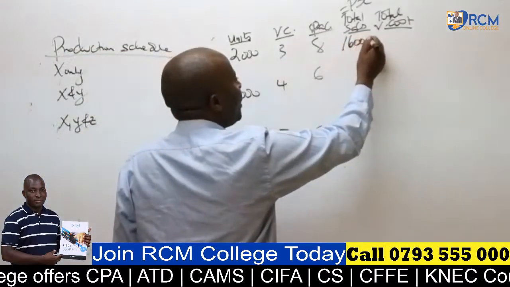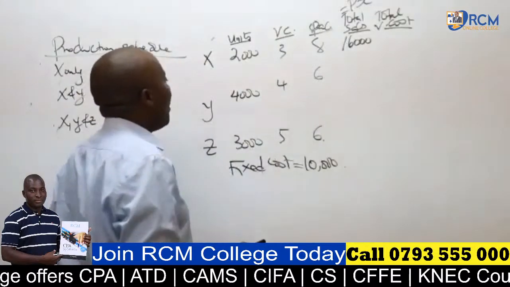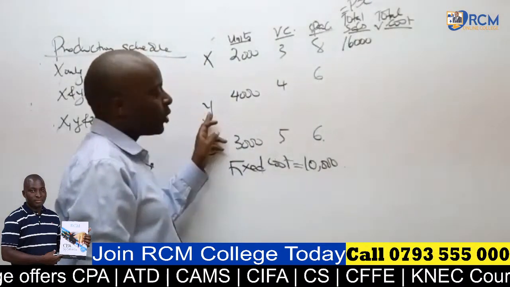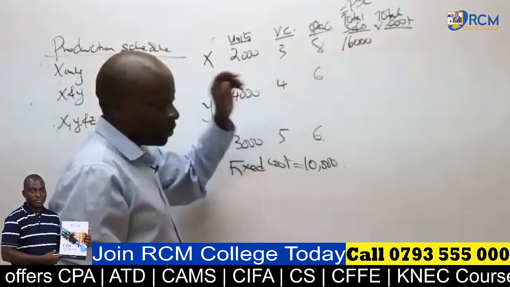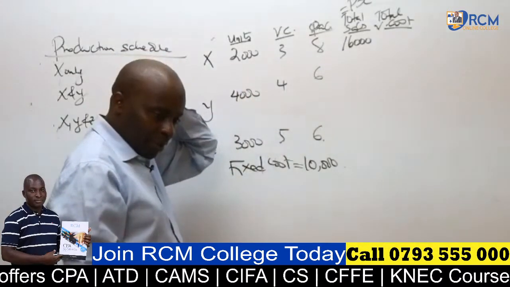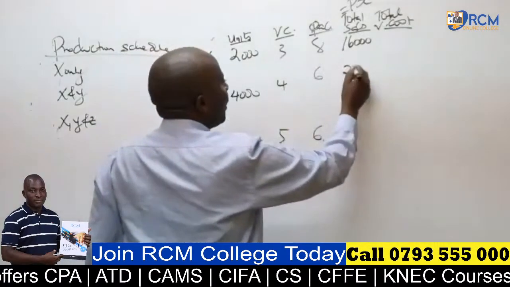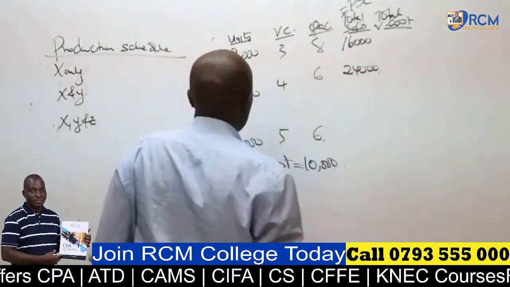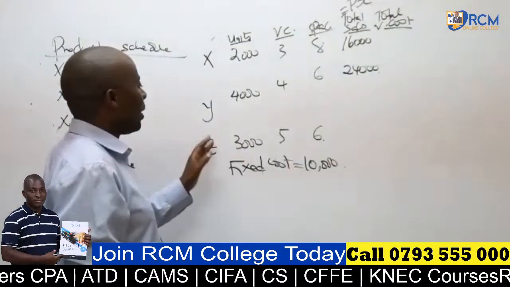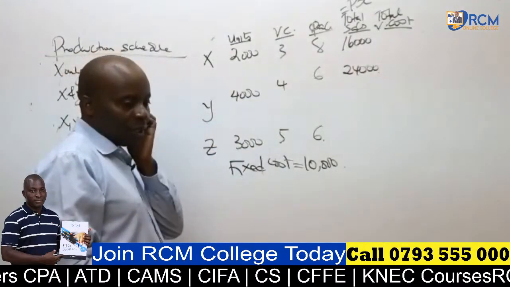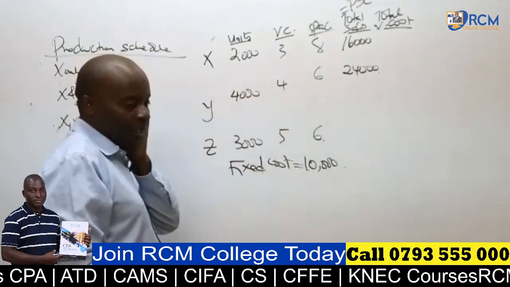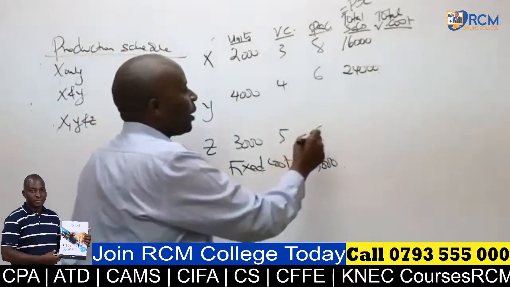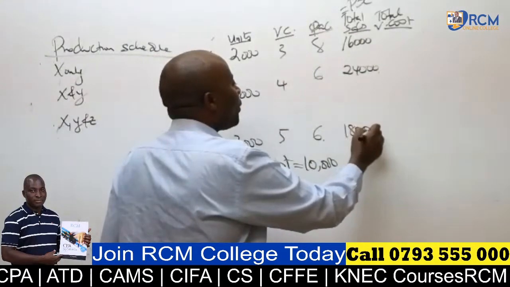How about, in this case, ladies and gentlemen, the next one? The next one will be 4,000 times 6, which gives me 24,000. And then we have Z, ladies and gentlemen, which will be 3,000 times 6. That will give me what figure? Somebody there? 18,000.